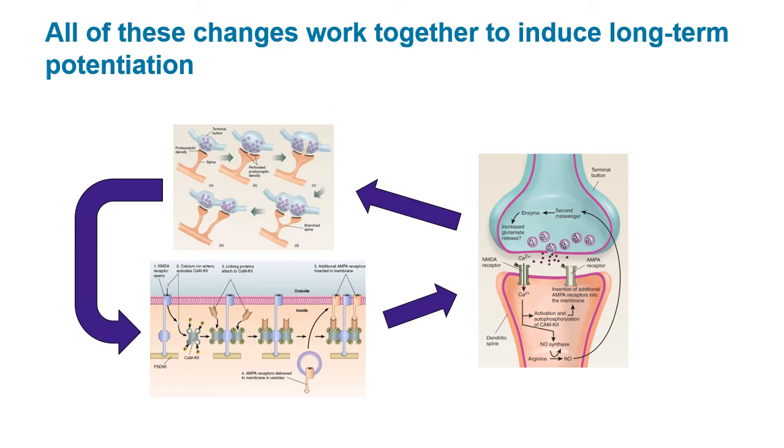So all of these changes together, whether you've got the increase in glutamate receptors or the increase in glutamate release and the more dendritic spikes being formed, all of these work in tandem to increase long-term potentiation, which means new neural connections are formed and things that weren't previously paired become paired.